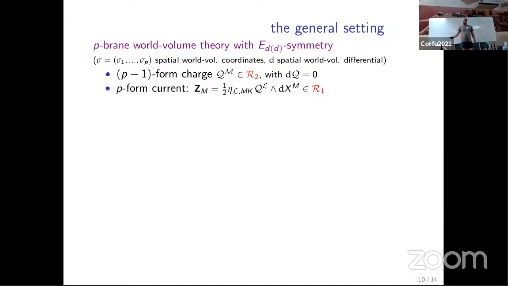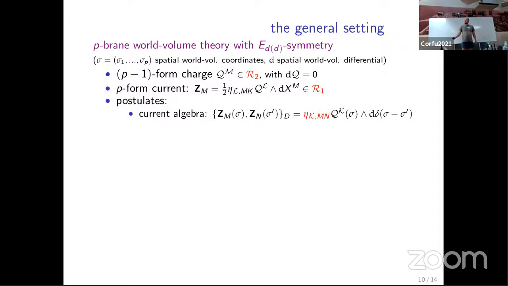From that object, I define a p-form current. This would be the E in the string case, where E was a one form. In the arbitrary case it will be a spatial p form, or spatial top form, on the worldvolume. It will be a contraction of the Q with this invariant eta symbol and with the extended coordinates, so that this current will be in the R1 representation.